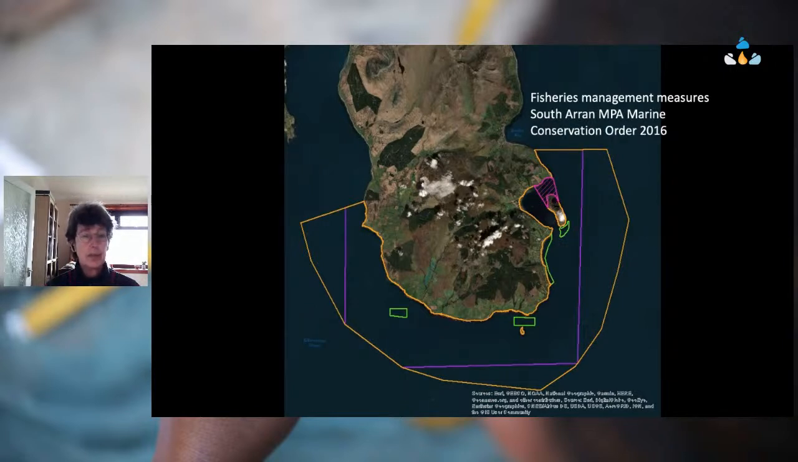And also the campaign for establishing fisheries management measures within the South Arran Marine Protected Area, which came into legal force in 2016, establishing a series of fishing zones, which principally restrict and prohibit dredge and trawl fisheries within the Marine Protected Area.